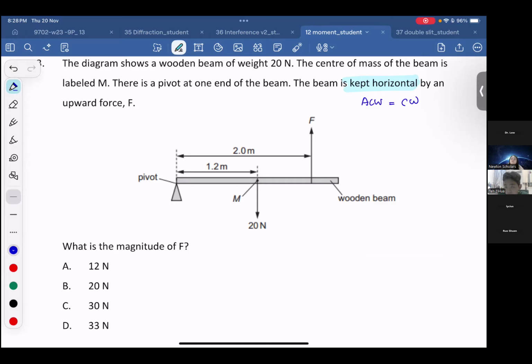So determine, 20 Newton. First determine whether 20 Newton is clockwise or anti-clockwise. F is clockwise or anti-clockwise. Okay, can you count what is the magnitude? Magnitude means value with unit. Okay, so what is the force needed in order to make the beam stay horizontal? Keep horizontal, so it's in balance.